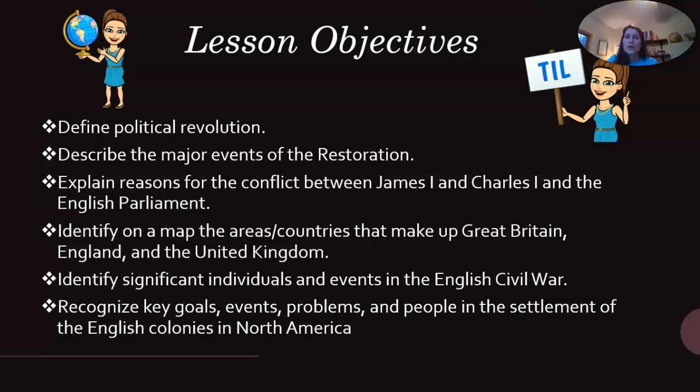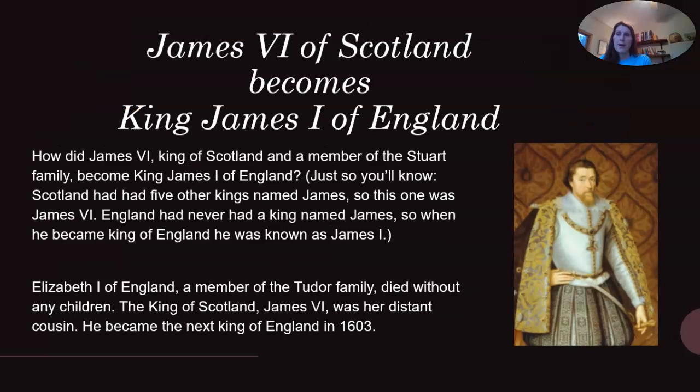All that religious and political unrest changed England and prompted some to flee to the east coast of North America. So our objectives: we're going to define political revolution, talk about the major events of the Restoration, explain the reasons for the conflict between James I and Charles I and the English Parliament, and talk about, on a map, the areas and countries that make up Great Britain, England, and the United Kingdom. That'll be more during our class session and during your readings. We'll also identify significant individuals and events in the English Civil War, and recognize key goals, events, problems, and people in the settlement of the English colonies in North America.